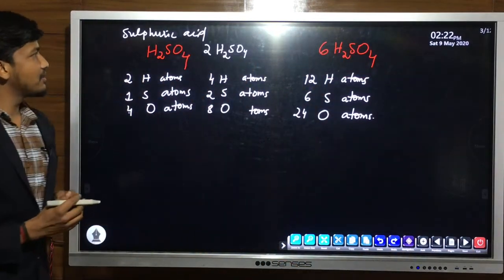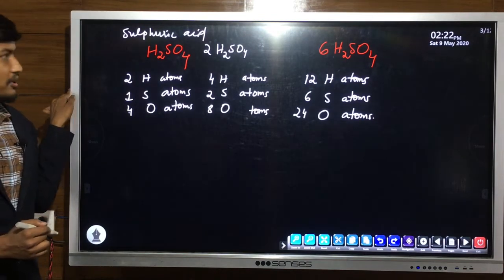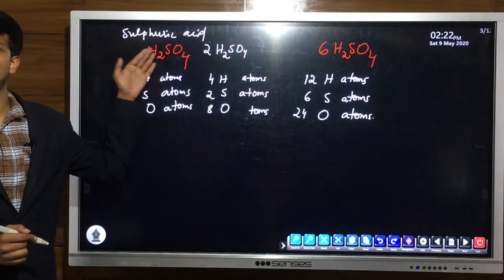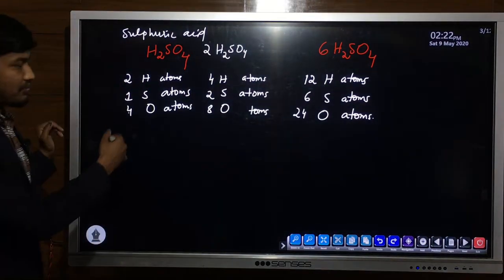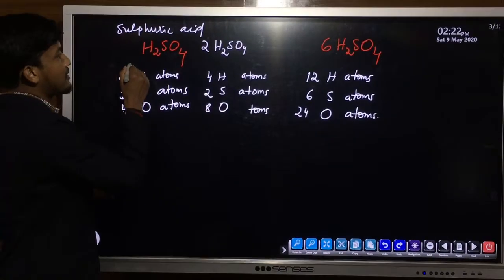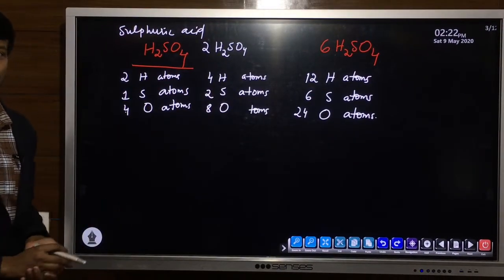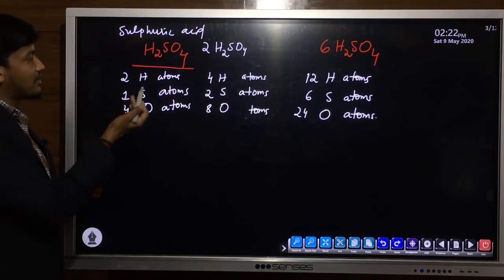In the next case we have another compound, sulfuric acid. Its formula is H2SO4. Now we are going to count the number of atoms. First of all, we will count the number of atoms in H2SO4. Is it clear? In H2SO4, how many atoms are there?